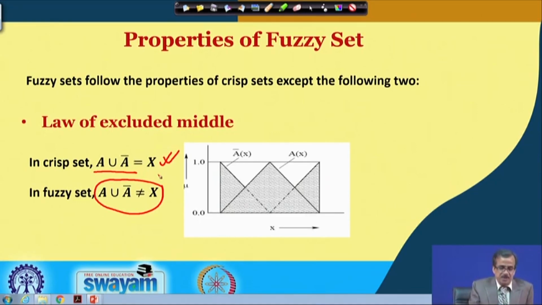So, once again let me repeat: according to the law of excluded middle in crisp sets, A union A bar is X, that is the universe of discourse, but in fuzzy sets A union A bar is not equal to the universe of discourse.